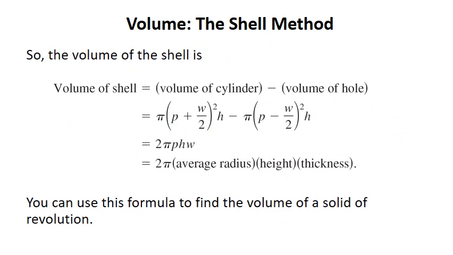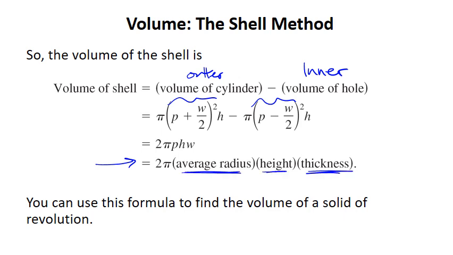So if we want to find the volume of the shell, we are going to take the volume of the cylinder, which is essentially involving the outer radius, minus the volume of the hole, which is essentially using the inner radius, which we have here and here. Once this is all simplified, you will find that this becomes 2 pi times the average radius times the height times the thickness. And this is the formula that we will use to calculate these volumes. So let's take a look at an illustration.